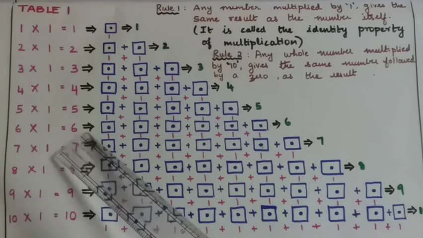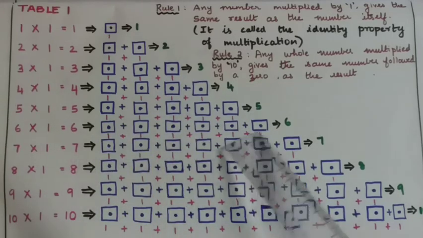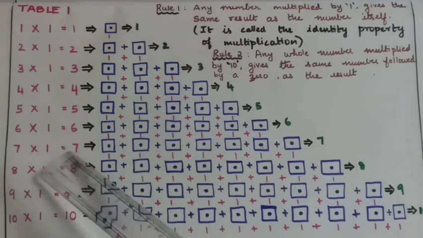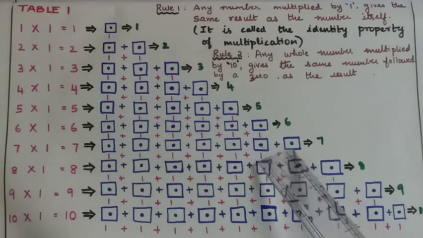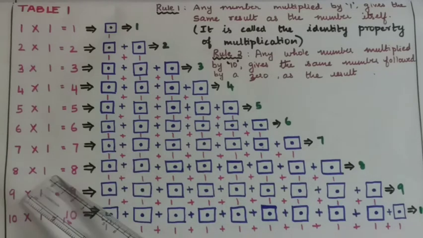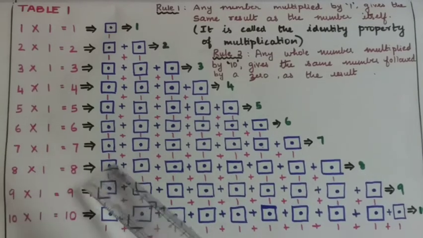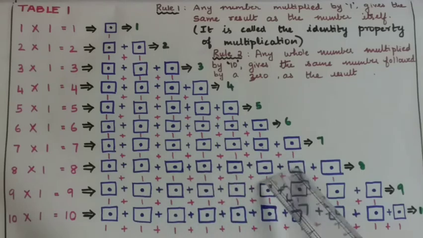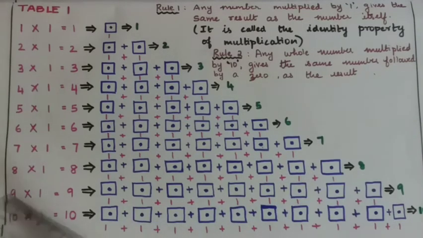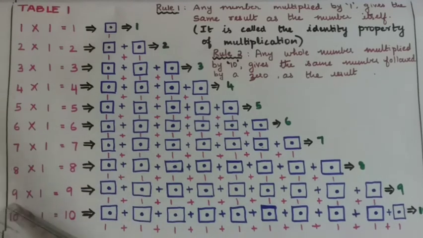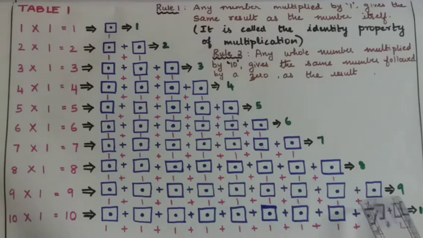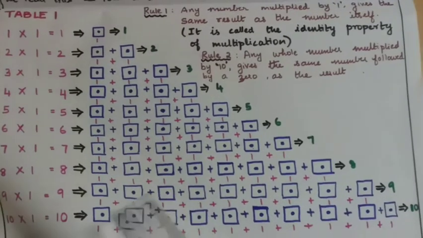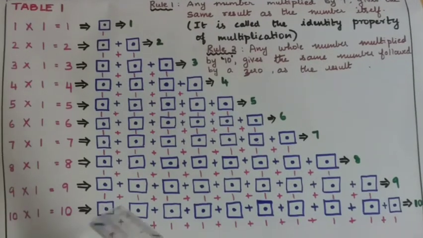Similarly, 6 ones are 6, where there are 6 groups with 1 item each. So we get 6. 7 ones are 7, wherein there are 7 groups with 1 item in each group. So we get 7 as the answer. The next row, 8 ones are 8. There are 8 groups with 1 item in each group. So we get 8. Then 9 ones are 9, wherein there are 9 groups with 1 item in each group. So when we add 1 nine times, we get 9 as the answer. Finally, 10 ones are 10, wherein there are 10 groups with 1 item in each group. So when we add 1 ten times, we get 10.